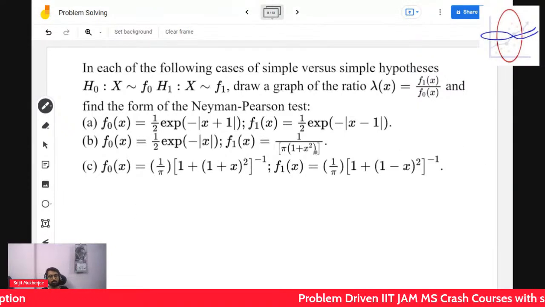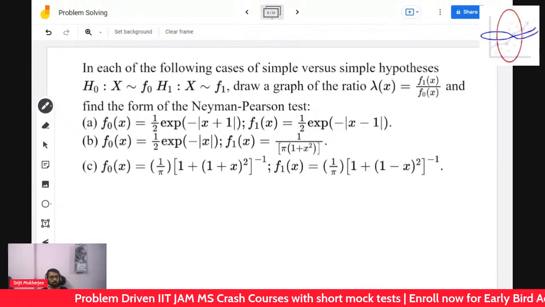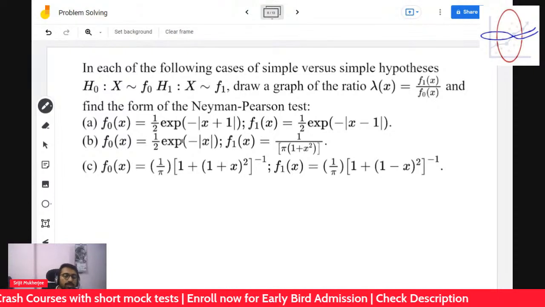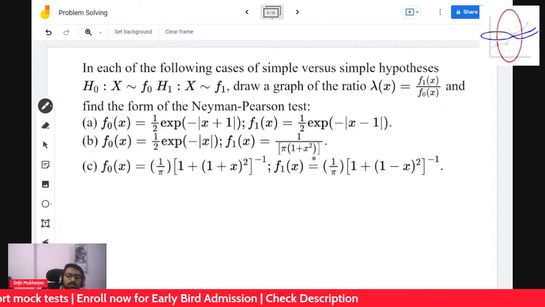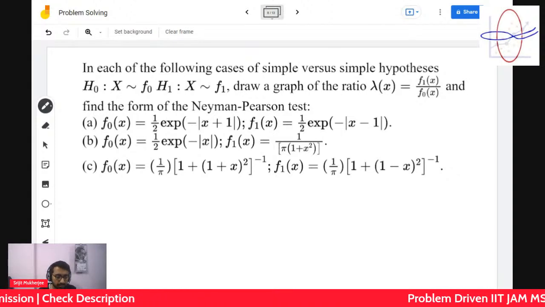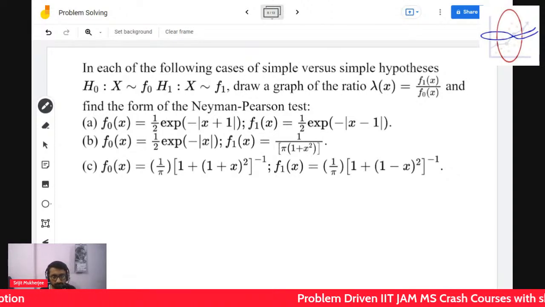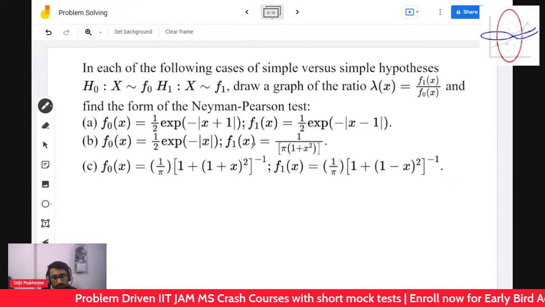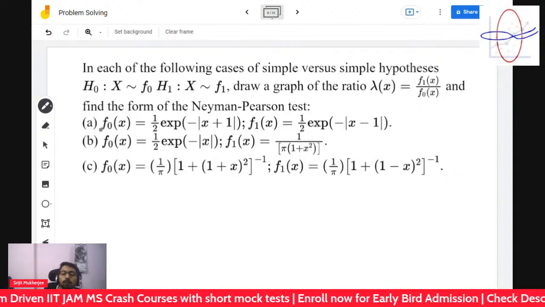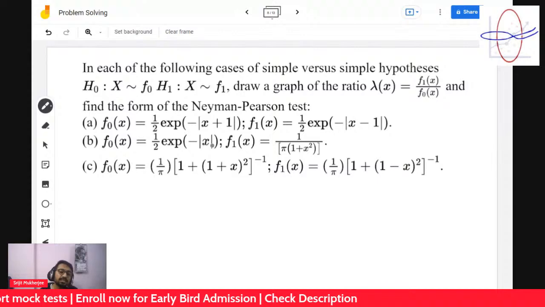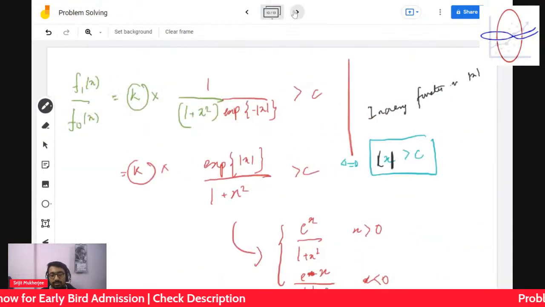But we can say something about it. You know how? Can you tell me how we can say something about it? Like, which one to accept when? Can someone tell me that? Let's explore that, okay? Let's see which one to accept when. This is very important. How will you logically, how will you intuitively know that we will reject this one when mod x is greater than c? Can someone logically tell me, intuitively?